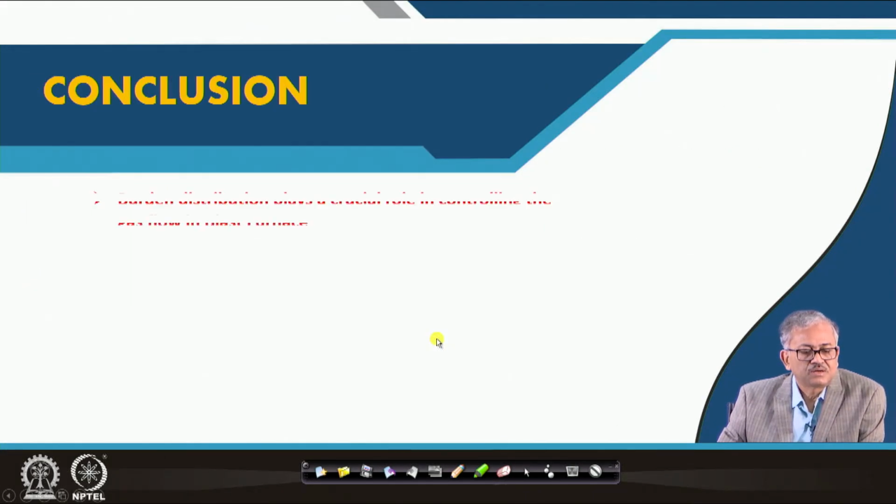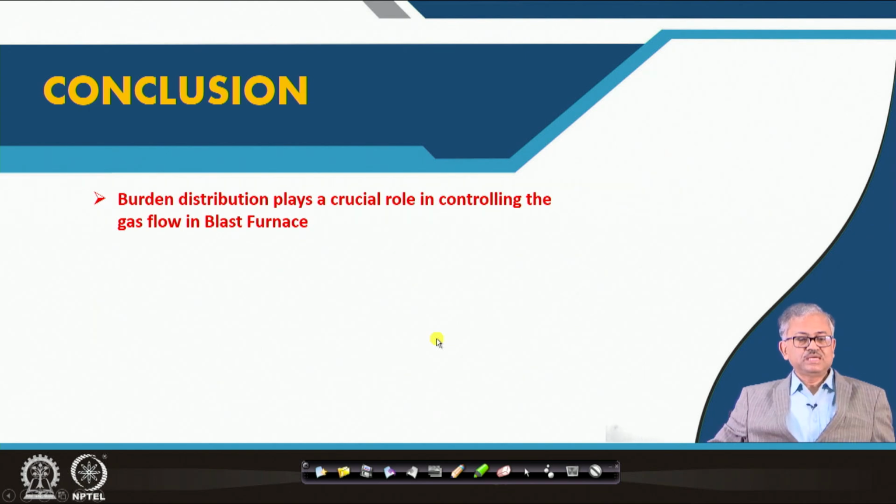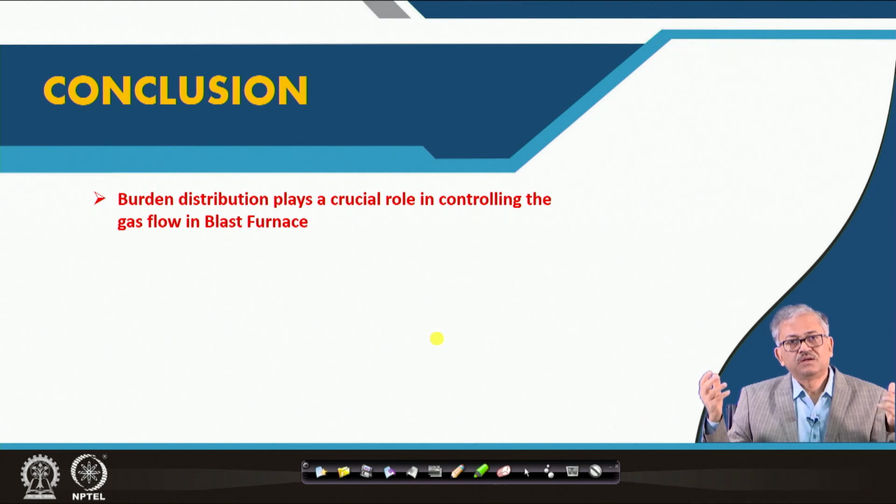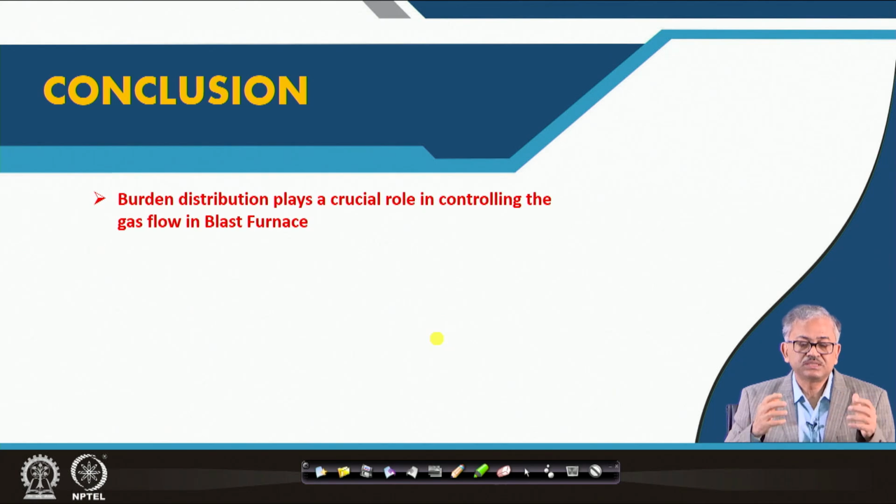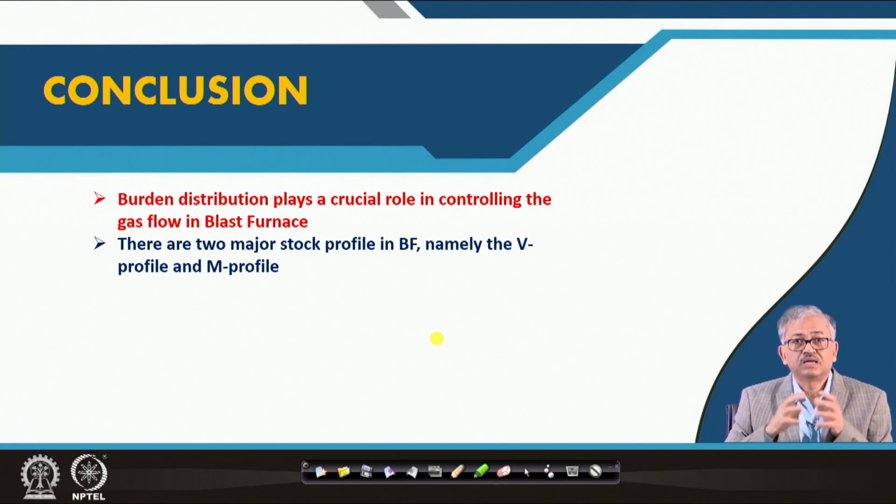Now this is the conclusion. First, we said that burden distribution is required. As I said, the physical properties are different for the different burden materials. So you have to have a proper burden distribution. And burden distribution plays a crucial role in controlling the gas flow in the blast furnace. And then there are two major stock profiles in the blast furnace, V profile and M profile. And I said the M profile is much better, because it allows both the peripheral as well as the central flow in the blast furnace.